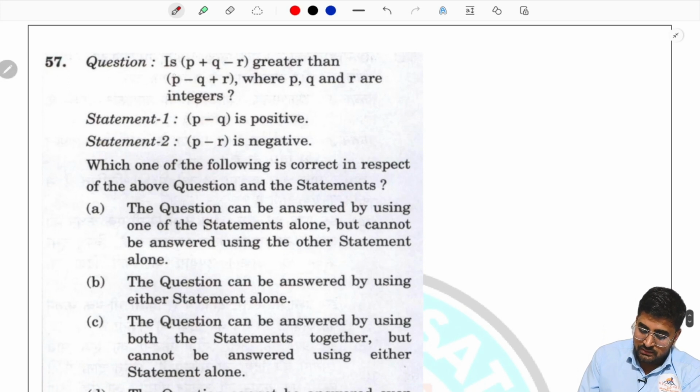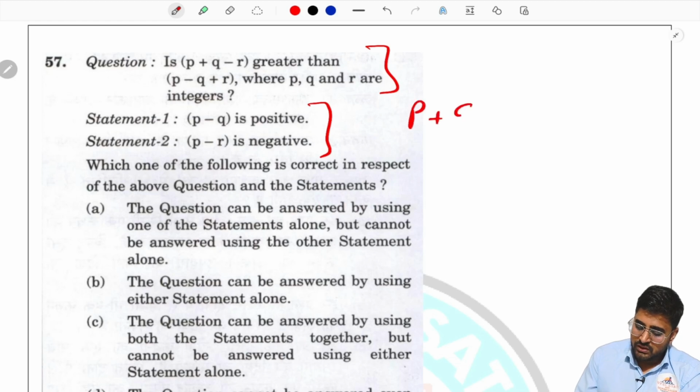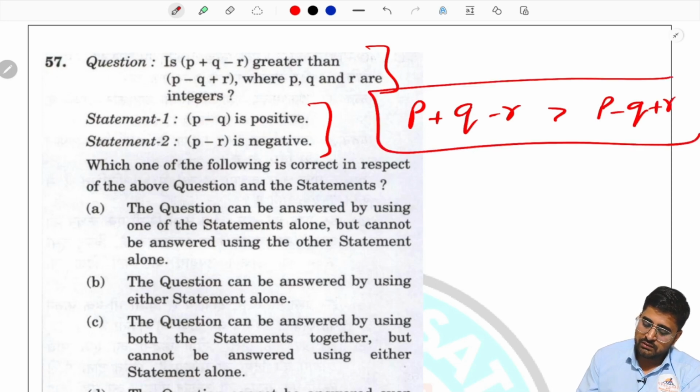Question says, is P plus Q minus R greater than P minus Q plus R, where P, Q and R are integers? Okay, we have a question, we have two statements, and the question is asking whether P plus Q minus R is greater than P minus Q plus R. We have to determine whether this is true or false using these two statements.